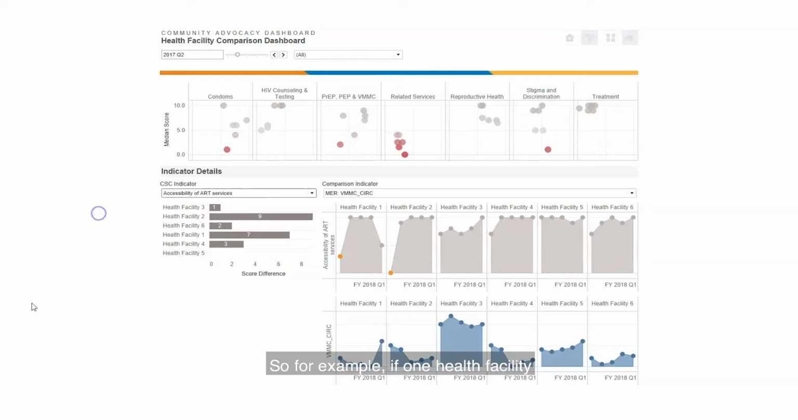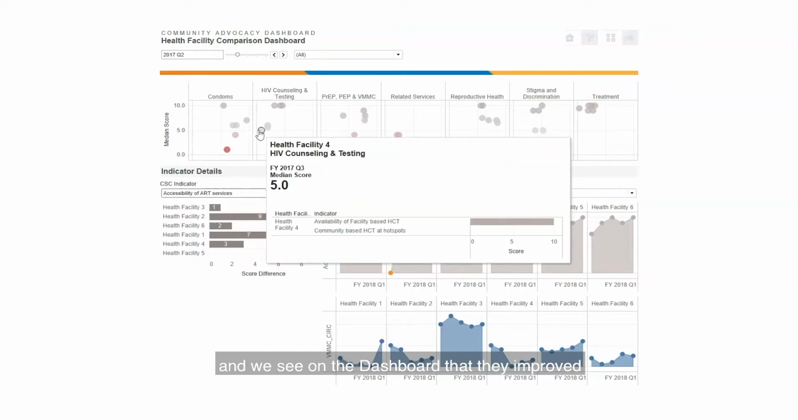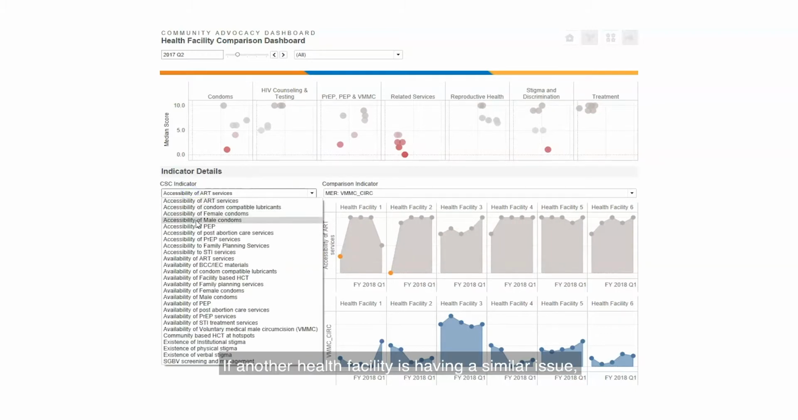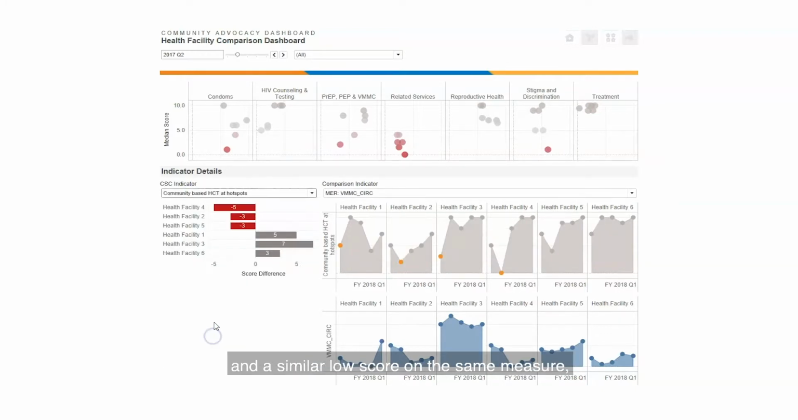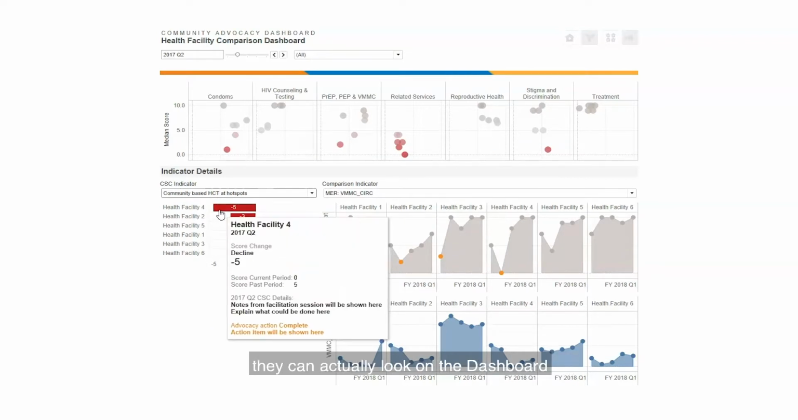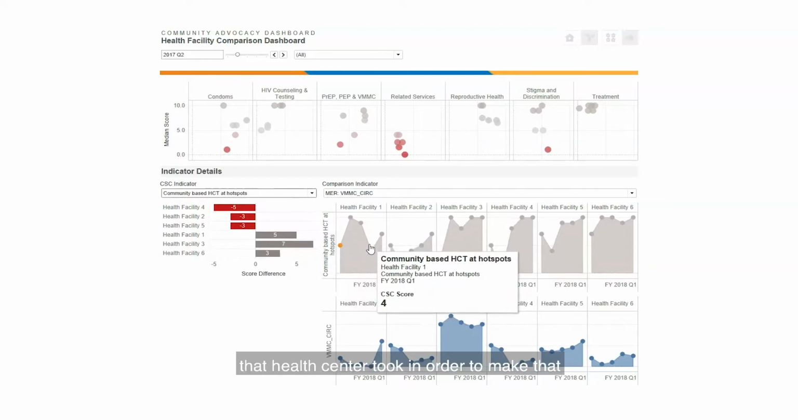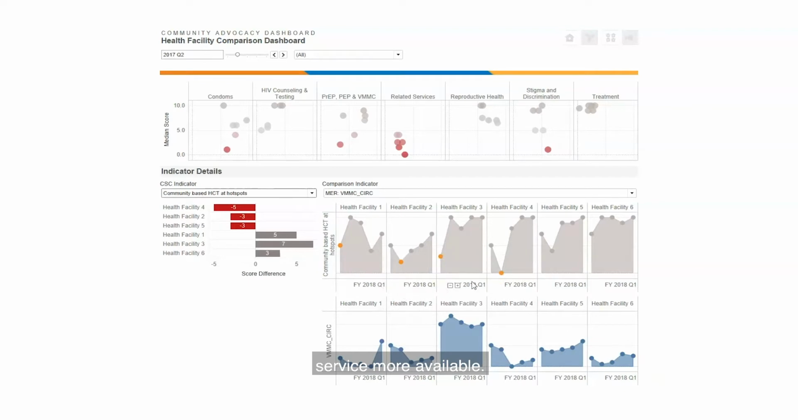So for example, if one health facility sees that they had a low score on, let's take accessibility of HIV counseling and testing, and we see on the dashboard that they improve that score over time, if another health facility is having a similar issue and a similar low score on the same measure, so again, HIV counseling and testing accessibility, they can actually look on the dashboard to identify what specific advocacy action that health center took in order to make that service more available.